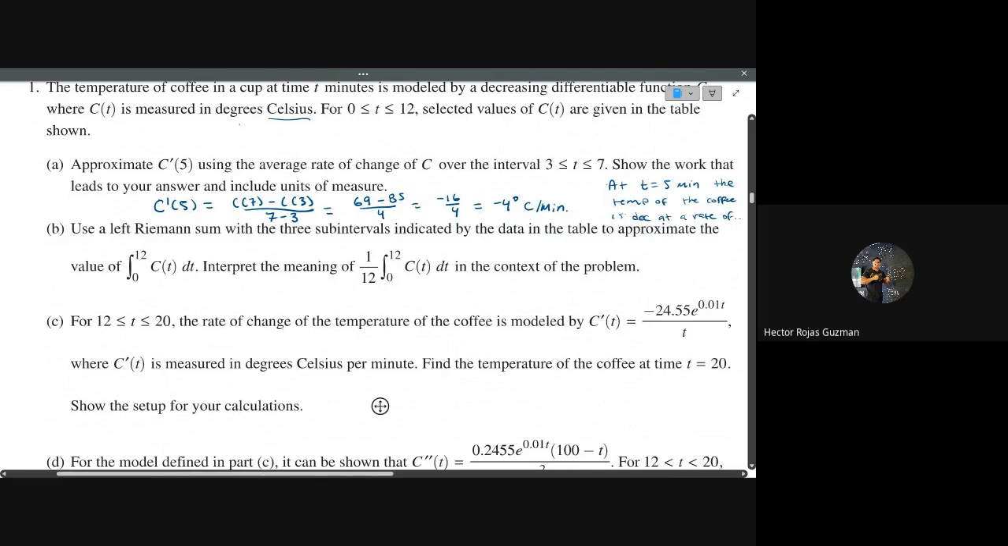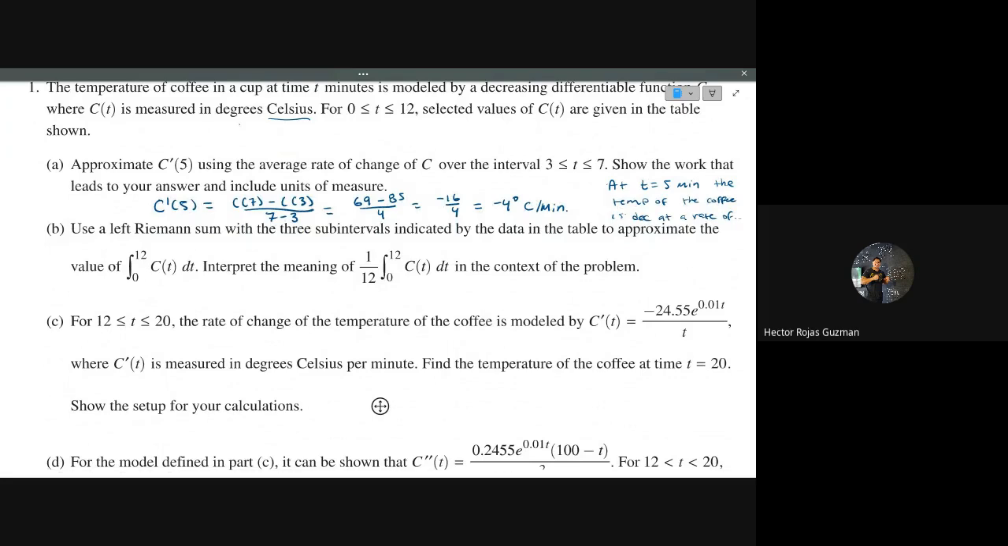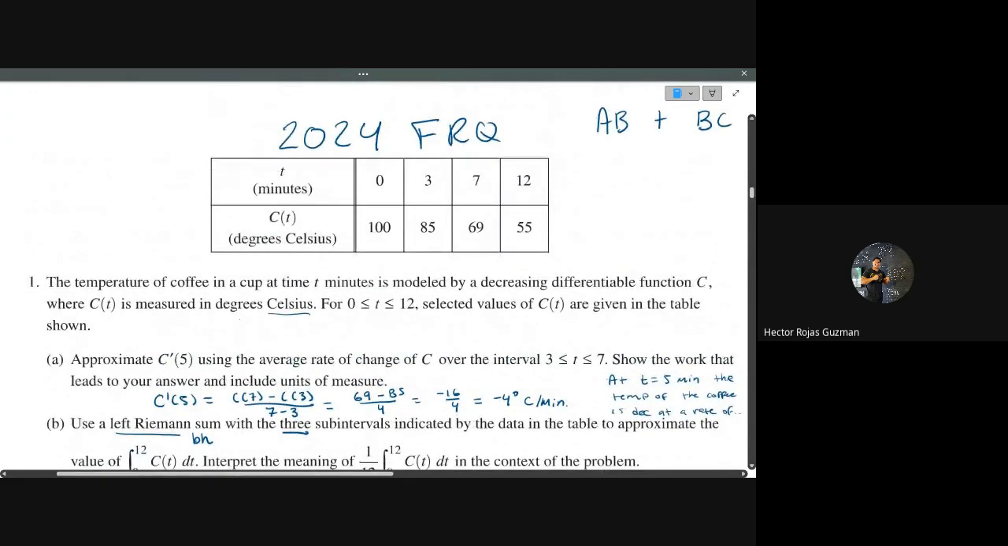Use the left Riemann sum to approximate the value from 0 to 12. Well, a left Riemann sum is all about doing rectangles, which means we're going to be using base times height plus base times height plus base times height, 3 times. And if we're doing from 0 to 12, the base is going to be 3 minus 0 times the height. Now the height, you've got to be really careful.